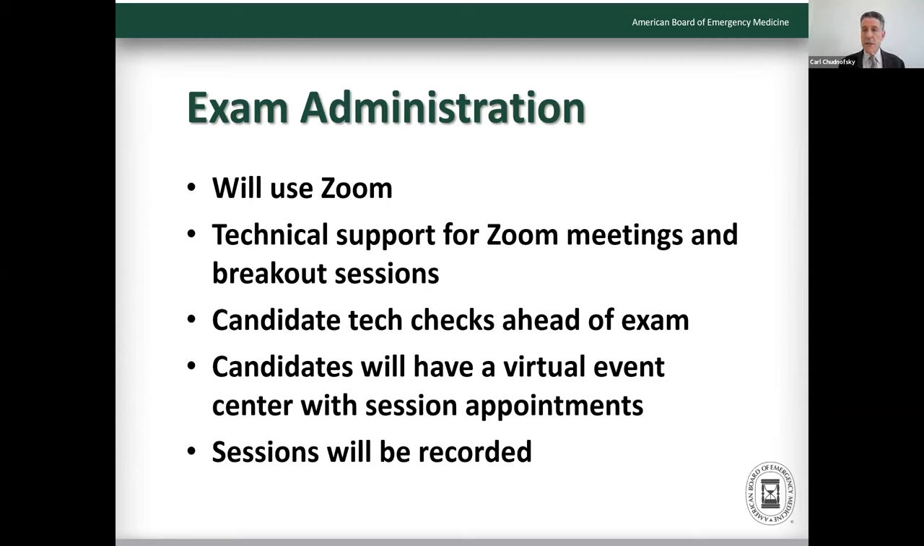The exam is going to be administered using a Zoom platform, as you know. We will be providing technical support for the Zoom meetings and breakout sessions, and you'll be receiving information on that prior to the time that you'll be taking the exam. Each candidate will have a tech check ahead of the exam, and we plan on having something we're calling a virtual event center, kind of like the elevator lobby at the Chicago O'Hare Marriott Hotel, where you can park yourselves and where you'll have your session appointments listed. We are planning on recording all sessions, so we will be able to go back and look at them to be sure that they were administered appropriately or answer any questions or concerns that may come up after the exam.